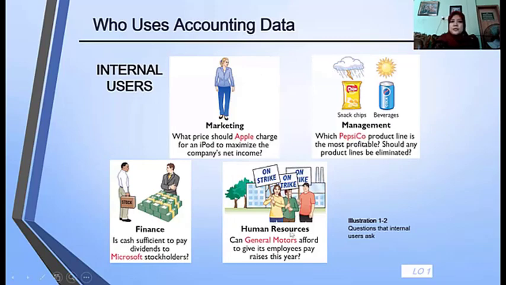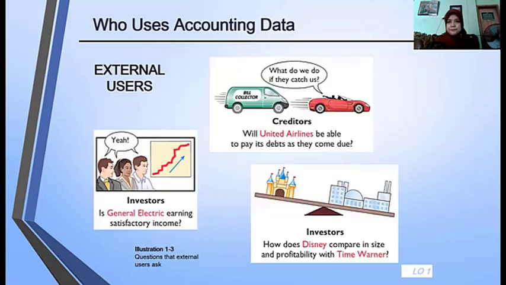For human resources: should General Motors give its employees pay rises this year? For finance: is there sufficient cash to pay dividends to Microsoft stockholders? So accounting data becomes an input for the decision-making process. They consider everything and decide in a company from accounting data.